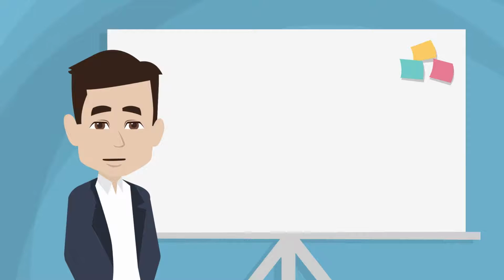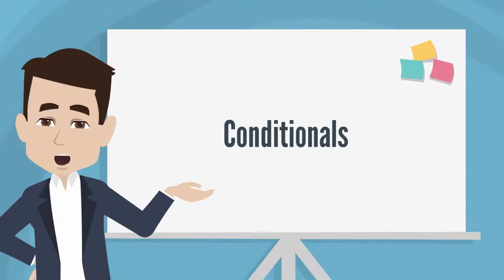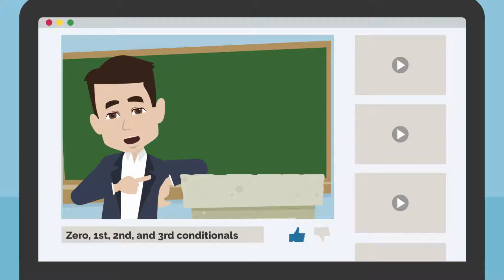In English, conditionals help us describe something that might have happened or might happen. Sometimes we call them if clauses. They are made using different English verb tenses. In today's lesson, we will learn how to conjugate these different conditionals and when to use them.